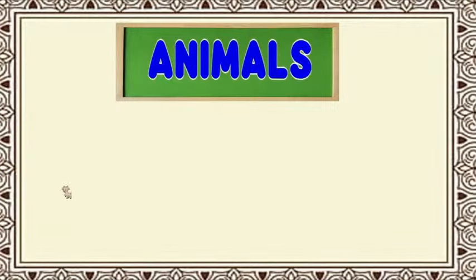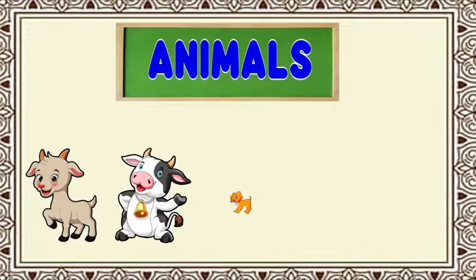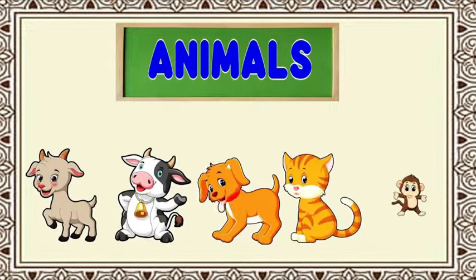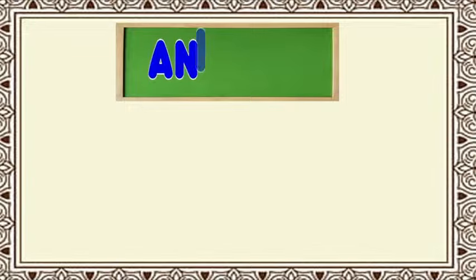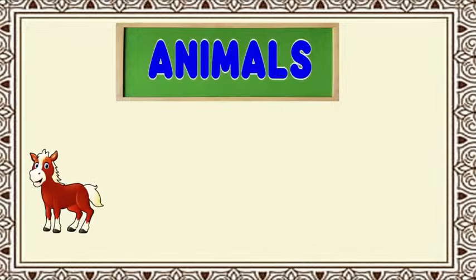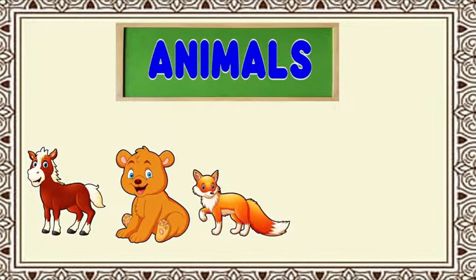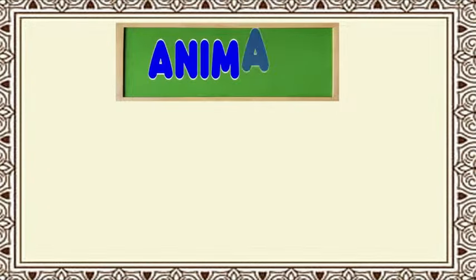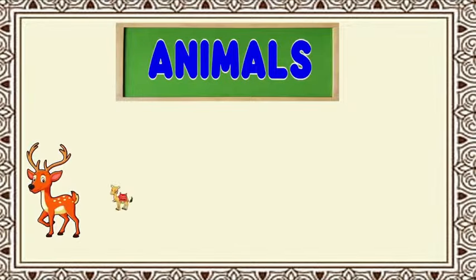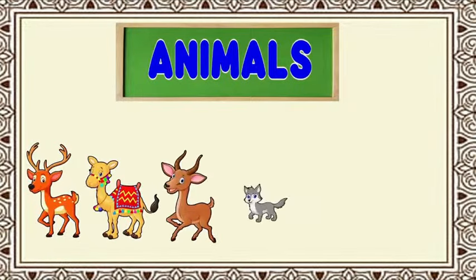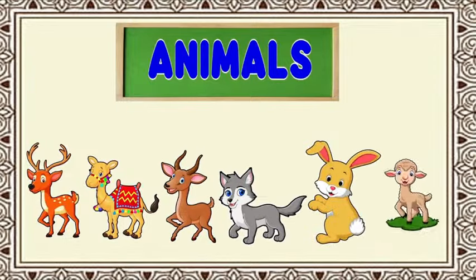Animals. Goat, cow, dog, cat, monkey. Animals. Horse, bear, fox, lion, zebra. Animals. Deer, camel, impala, wolf, rabbit, sheep.